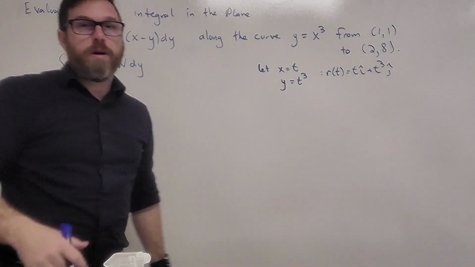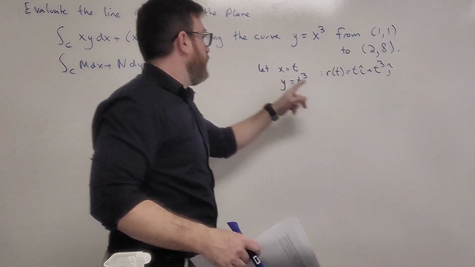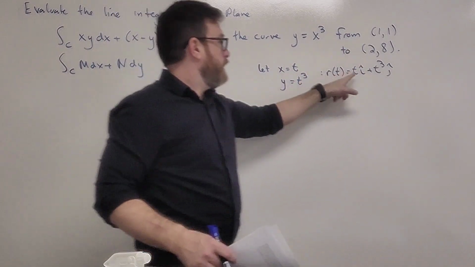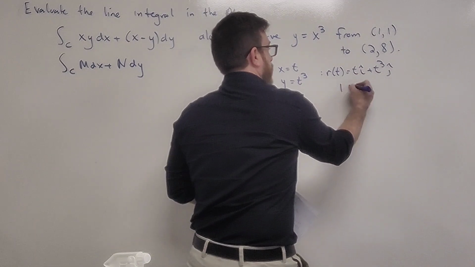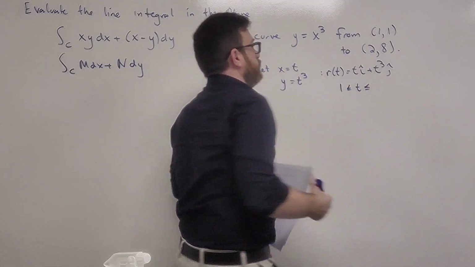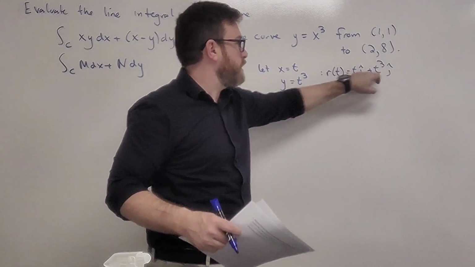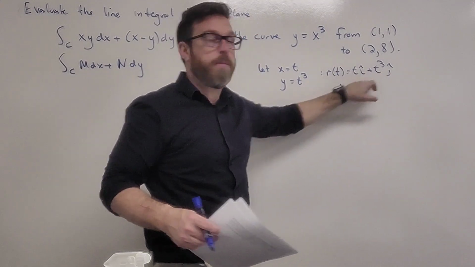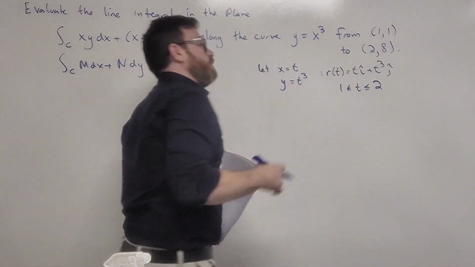And then you have to figure out what t values are going to make it go through 1, 1 and 2, 8. If you plug in t equals 1, this will be 1, and this will also be 1. So this is from 1 less than or equal to t less than or equal to 2, because if t is 2, this is 2 and this will also be 8, so you get the point 2 comma 8.